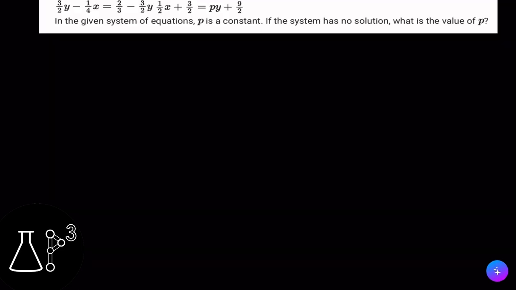Okay, let's do this question. In the given system of equations, B is a constant. If the system has no solution, what is the value of P? So let's look at this equation. It looks pretty difficult, but in reality, it's not really that bad.